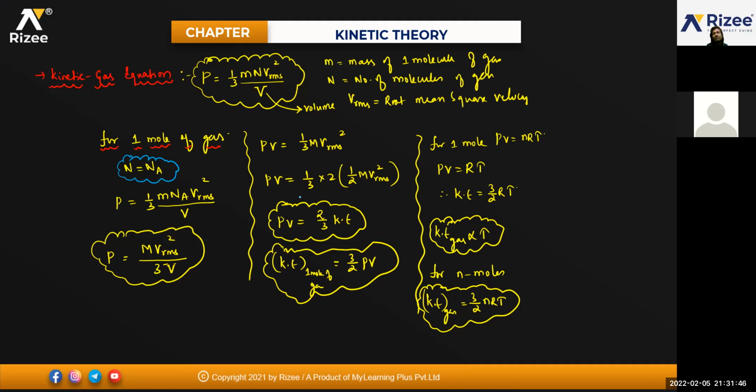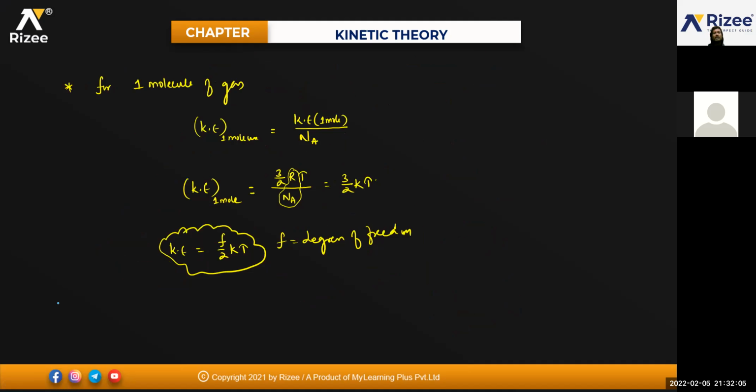So if I simplify that, for 1 mole of gas, the kinetic energy of the gas will be directly proportional to absolute temperature, and for n moles, I write 3/2 n RT. Then for 1 molecule of gas, this will be the answer.